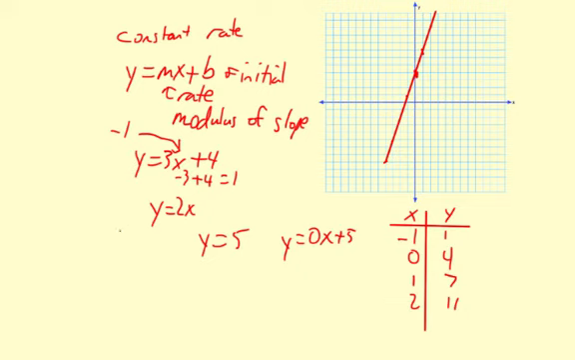So another thing you're going to be doing is determining the rate of change and the initial amount from a given function. So let's say you have y equals -2x plus 1. The rate of change is -2, and the initial amount is 1. So that's the big picture for this lesson.